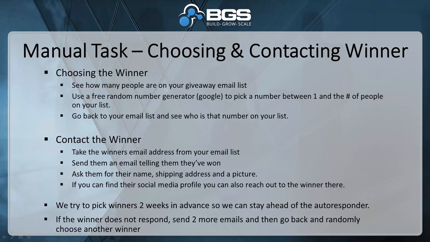So choosing and contacting the winner. How to choose the winner. See how many people are on your giveaway email list. Go into your autoresponder and look at how many contacts are on that list. Then use a free random number generator. Google's your friend here. Google random number generator, and then pick a number between 1 and the number of people on your list. If there's 20,000 people on your list, let it randomly generate a number between 1 and 20,000. Go back to your list and see whose contact record, which person, is that number on your list. That's it. Super simple.